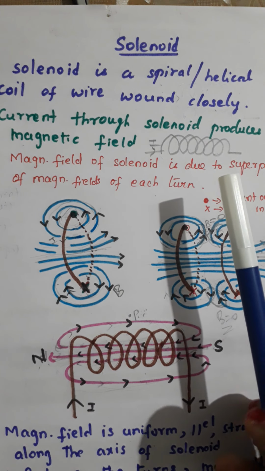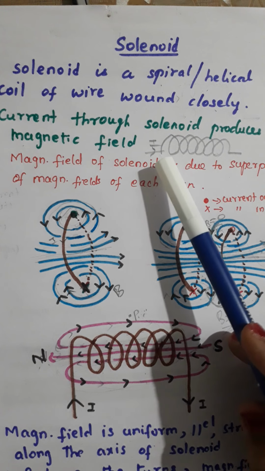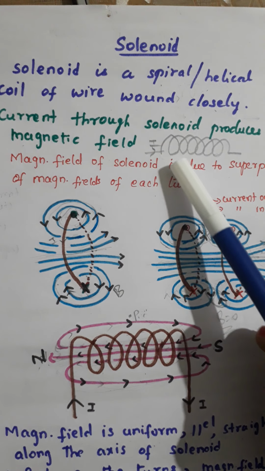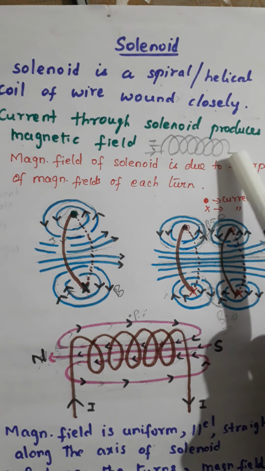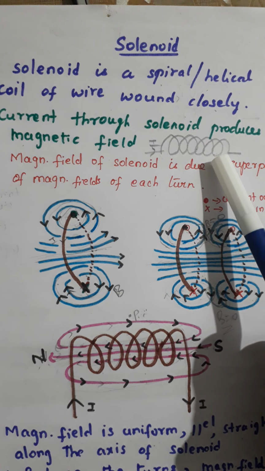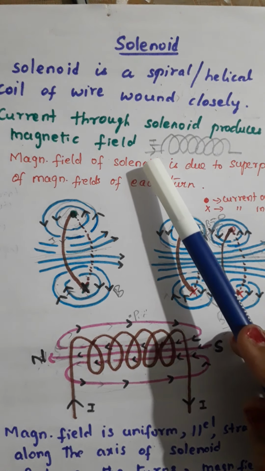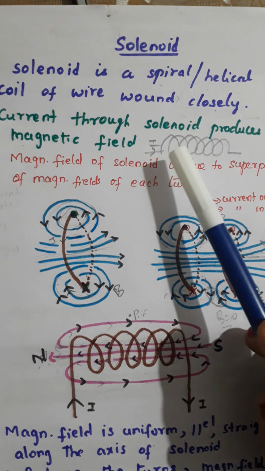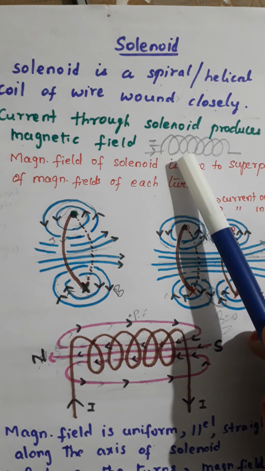A solenoid, actually you have to take a long coil and you have to make windings like this, right? So you will get a spiral coil here. So what is a solenoid? It is a spiral or helical coil of wire wound closely. If you pass current through the solenoid, it will produce a magnetic field, right children?